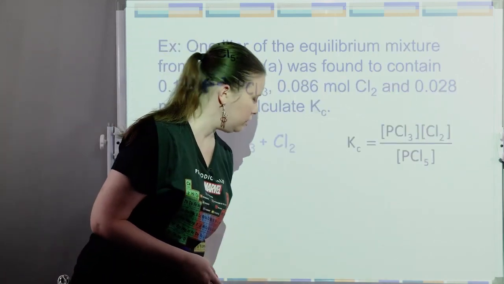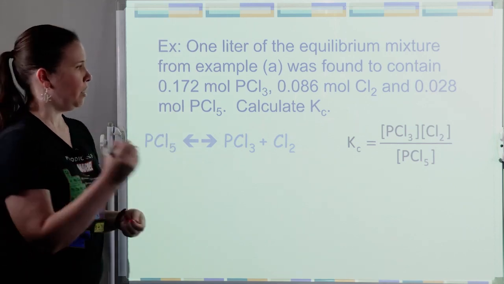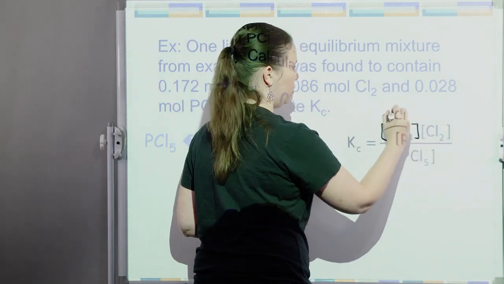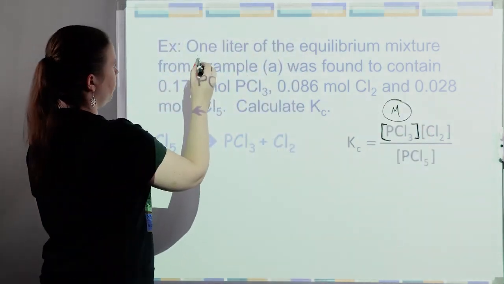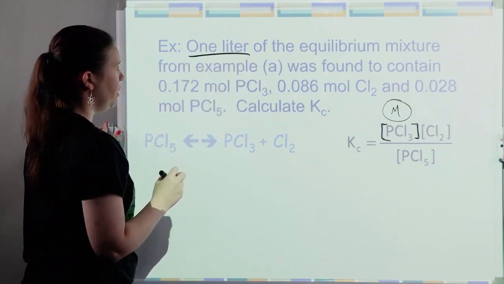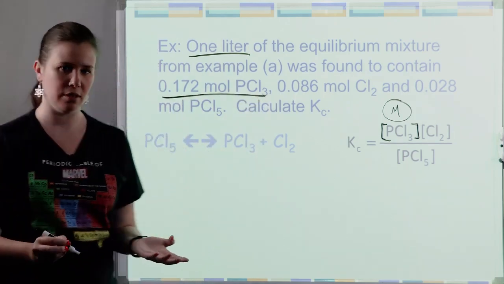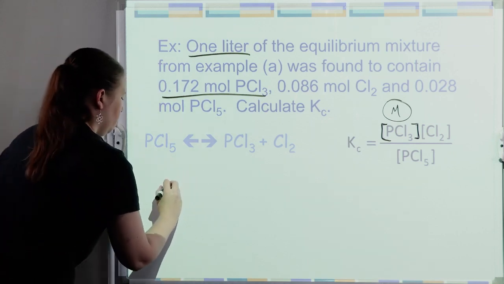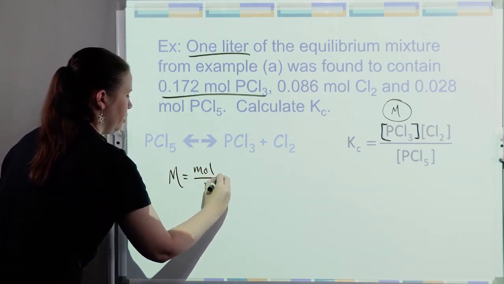Now let's try doing the actual math, plugging in molarity. Because of the brackets, I know I need molarities here. So let's look at our question. It says I have 1 liter of a mixture, and then it gives me individual moles of each substance. So if I have moles and liters, how can I get molarity? Well, remember molarity was equal to moles over liters.